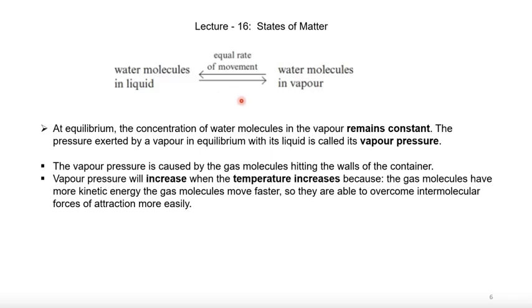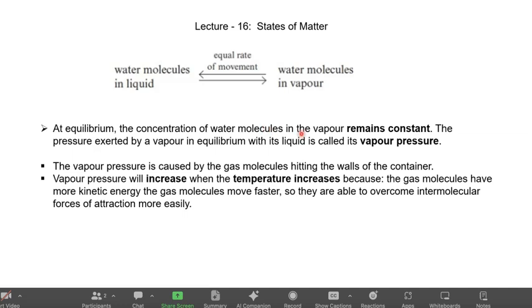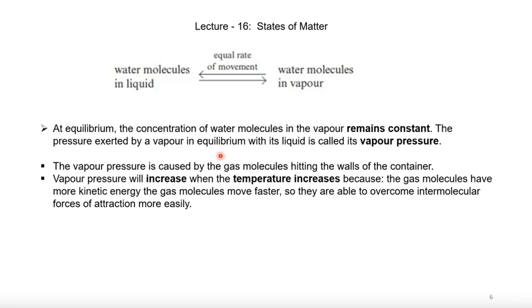So here we show what happens at equilibrium. The concentration of water molecules in the vapor remains constant. That is the equilibrium between the water molecules in the liquid state and the water molecules in the vapor state. So that's what we have to know. And the vapor pressure is caused by the molecules hitting the walls of the container, and the vapor pressure increases as we increase the temperature.